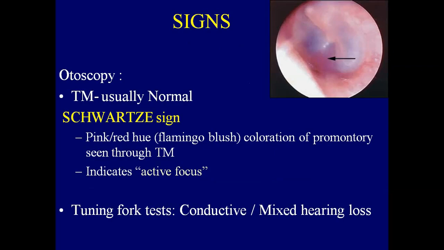Now, what will be the signs when you examine a patient with otosclerosis? What will be the features on the tympanic membrane? Most of the time, the tympanic membrane will be normal. There won't be any abnormality seen on the tympanic membrane, but less commonly, when the otosclerotic focus is active, you can see a pinkish or red hue, called flamingo blush, on the promontory. It is seen through the tympanic membrane, and is called Schwartze sign, and this indicates an active otosclerotic focus.